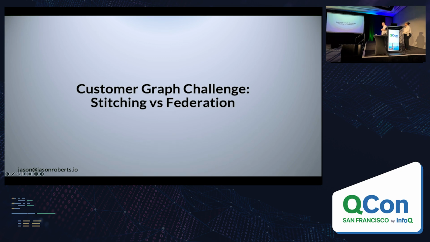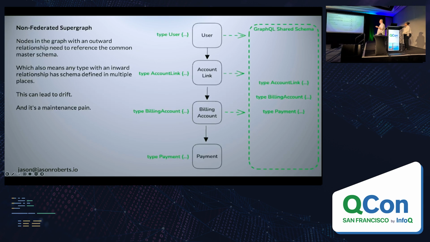Customer graphs. So I mentioned before that there are two general high-level approaches to creating a supergraph in GraphQL. We use stitching, but the other option is federation. And there are trade-offs there. In a non-federated supergraph, which is what we have, nodes in the graph with an out relationship need to reference a common schema in order to provide those queries that I showed you back at the beginning, the example where you get your payments for a user. In order for it to support and interpret that whole query, it needs to know about any reachable node that it can get to. You can imagine with that graph that I showed you earlier that can be a big, big shared schema. It is. It's not fun to maintain.